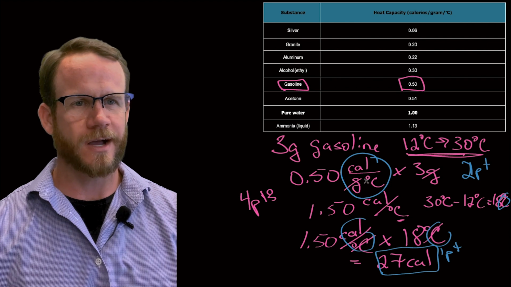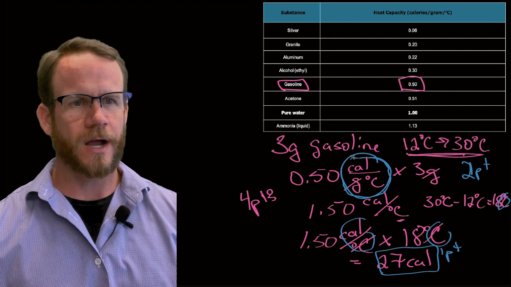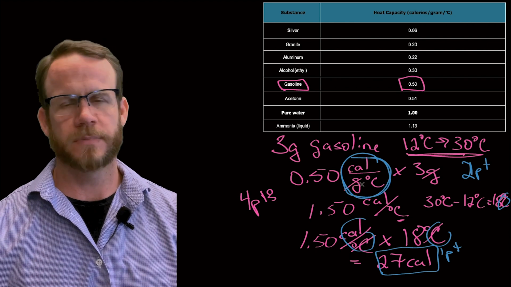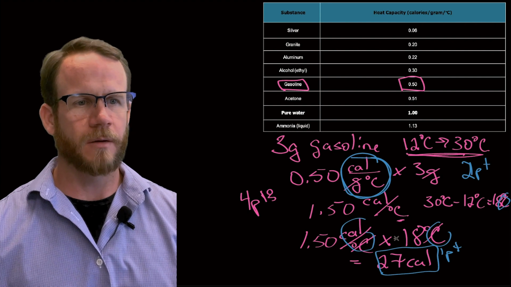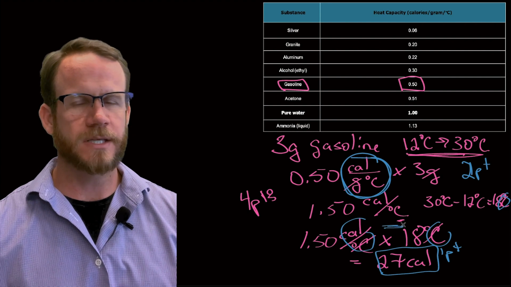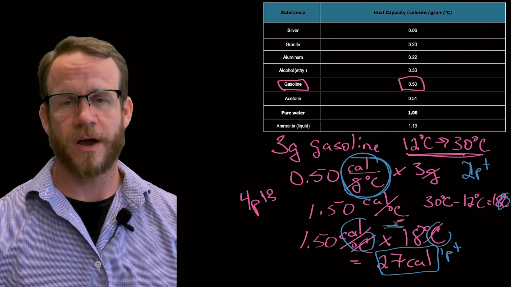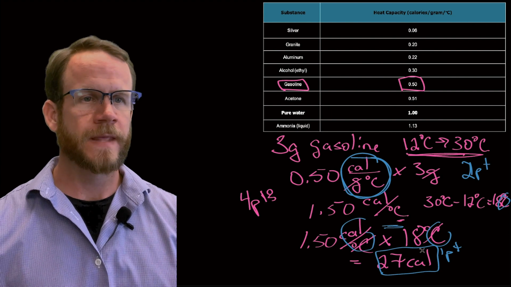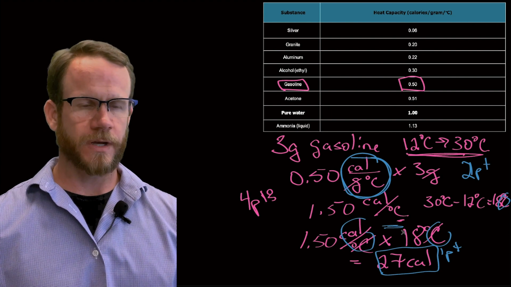Because I wrote my units down here, I knew I had to multiply by 3 because that had to cancel. Here, I knew I had to multiply by 18. In the previous example, I knew I had to divide. That's because I kept my units. So this is how you need to set it up.